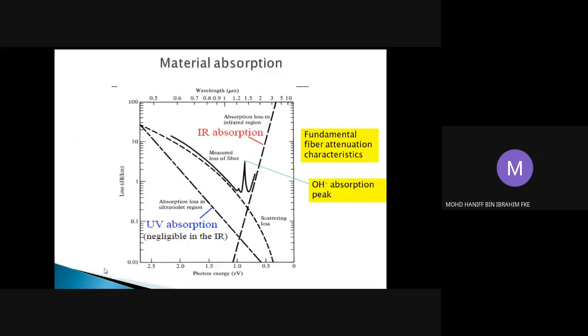This is a figure which shows the loss. In the vertical axis we have the loss value, and the horizontal axis is the photon energy. This diagram shows the loss that is incurred with respect to the wavelength. Down here is the photon energy, and at the top axis we have the wavelength.